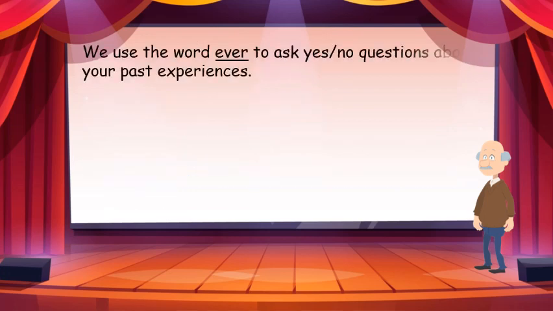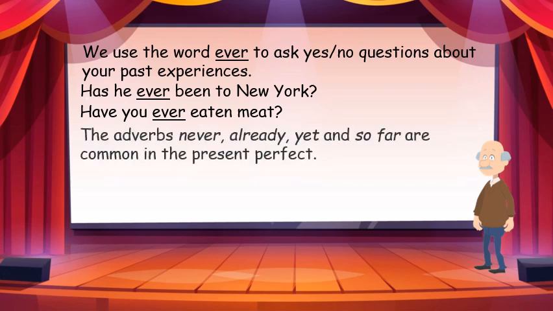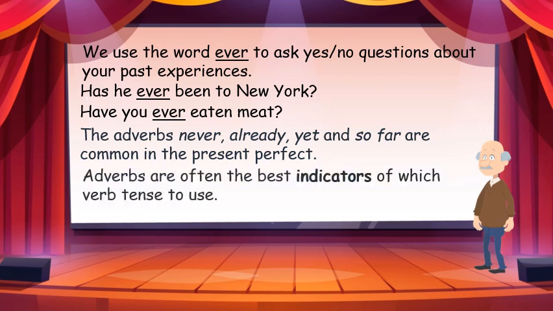We use the word ever to ask yes or no questions about your past experiences. Has he ever been to New York? Have you ever eaten meat? The adverbs never, already, yet, and so far are common in the present perfect. Adverbs are often the best indicators of which verb tense to use.